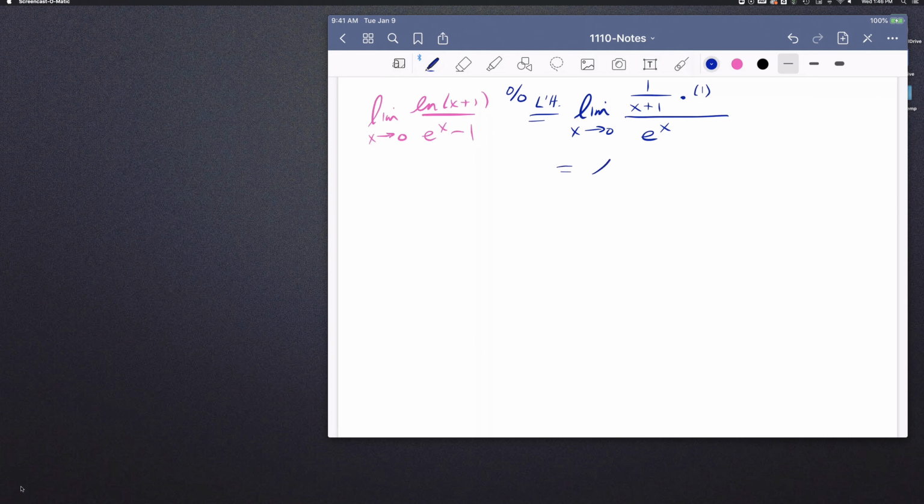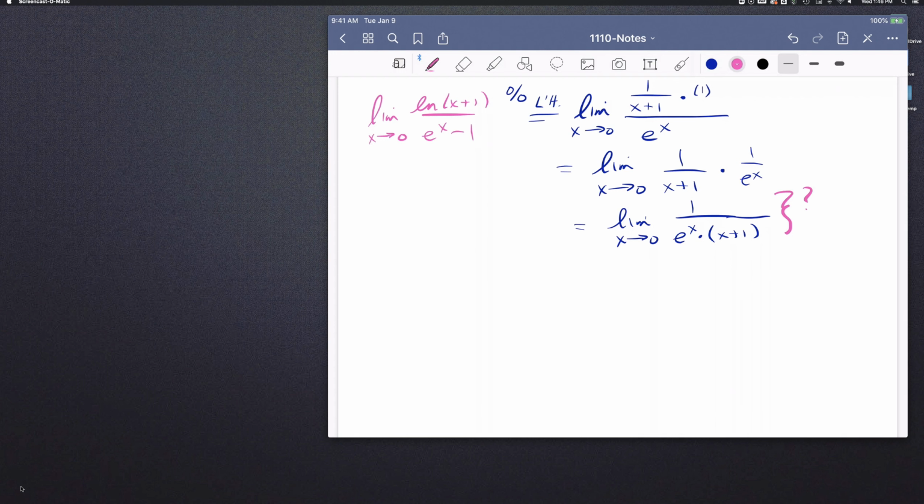So this leads us to a new limit to try to compute. The limit as x goes to 0 of 1 over x plus 1, multiplied by the reciprocal. With a little bit of algebra this leads us to a new limit to compute: 1 over e to the x times x plus 1. Now we need to reevaluate the situation and ask, is this limit computable? Can we compute this one?